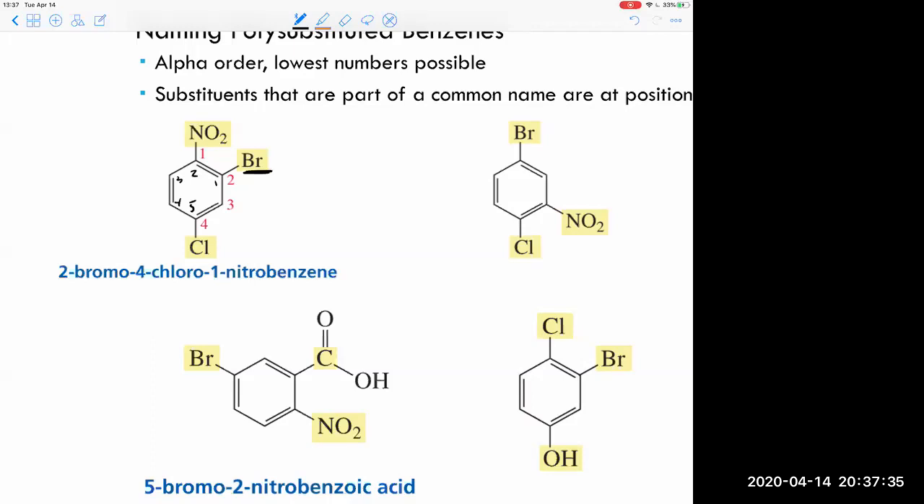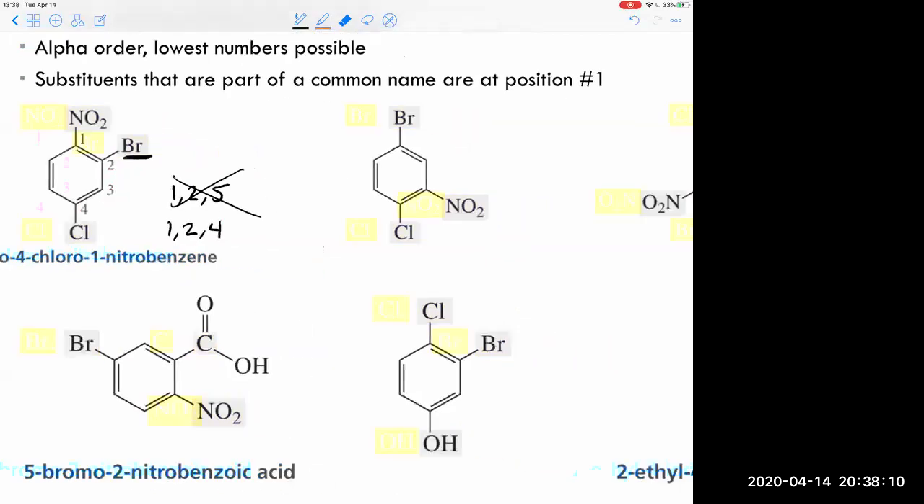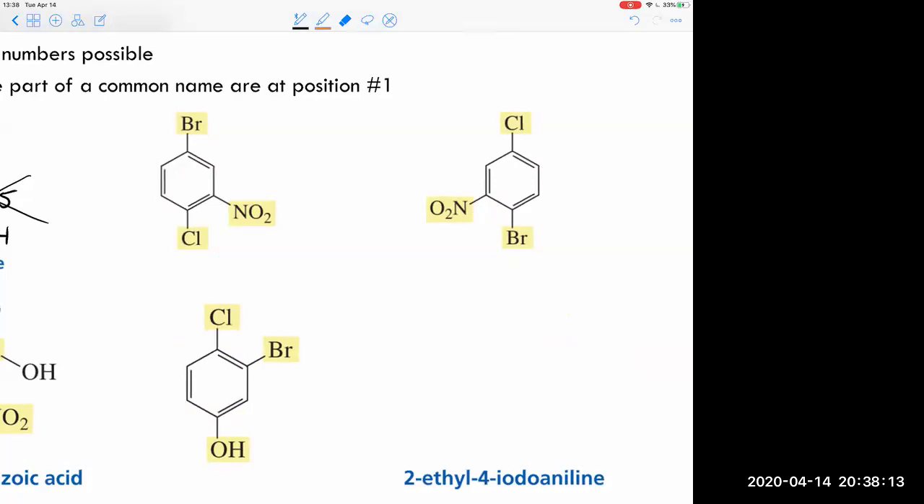So if I start numbering at bromo, that means that the bromine's at position one, the nitro's at position two, and the chlorine's at position five. Well, that's not gonna work, because the other way, if I start numbering at the nitro, I have a 1, 2, 4, right? So getting these smallest numbers is the first thing that you're sort of after when you're doing your nomenclature, okay? So the correct numbering scheme here would be to start at the nitro, so that gets one, then the bromine gets two, and your chlorine gets four. Okay, that's the only way that you can number it, to keep the numbers the smallest. So everybody practice on these two rings here, see if you can figure out how you number these correctly.